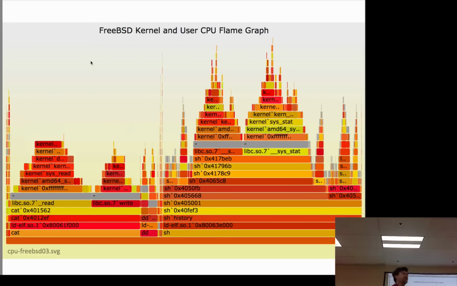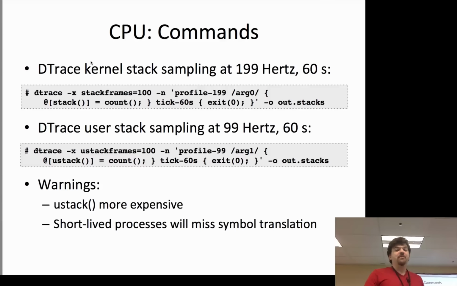That's neat. What I want to do is add a feature so that I can colorize user in green and kernel in red or something like that. I haven't done that yet, but it won't be hard to do. Demo slide. Yes, I've done some demos. CPU commands I've got in the slide deck. So kernel stack sampling at 199 hertz, and then user stack sampling at 99 hertz.